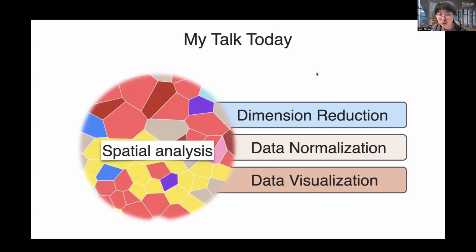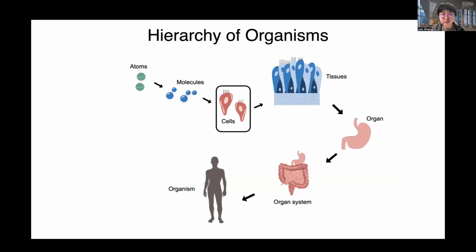The talk today will be composed of three parts. The first part is dimension reduction, the second part is about data normalization, and the third part will be about data regionalization. All three center around spatial analysis, and we'll also do some comparison with single cell RNA-seq data analysis and compare the methods that are differently applied in the two fields.